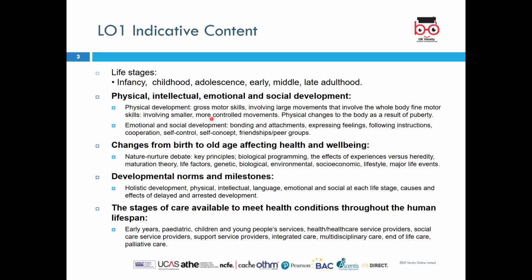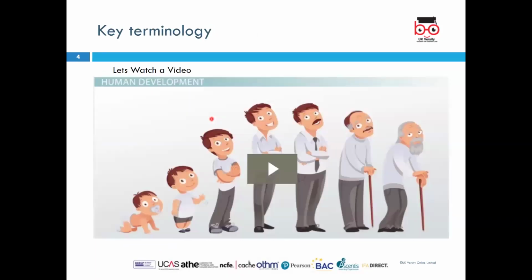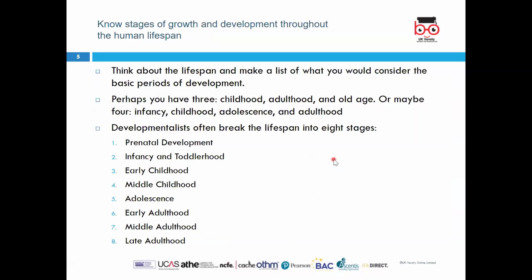There are certain developmental norms and milestones that we will discuss together, and we'll talk about the stages of care that are available to meet health needs throughout the human lifespan. This is a video that shows human growth and development. So, in a nutshell, your growth starts from here. And as you can see, it reaches a peak here and then it goes down again. And there are different stages when we go through this process of growth and development. So we'll talk about these.